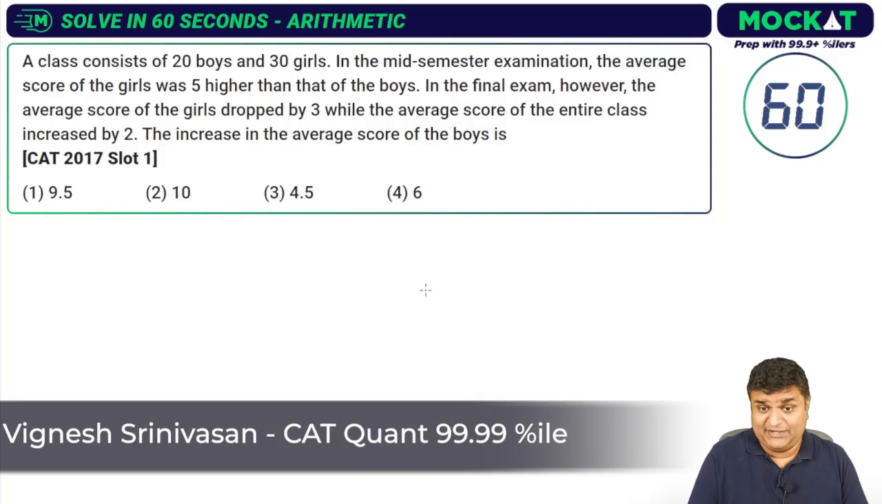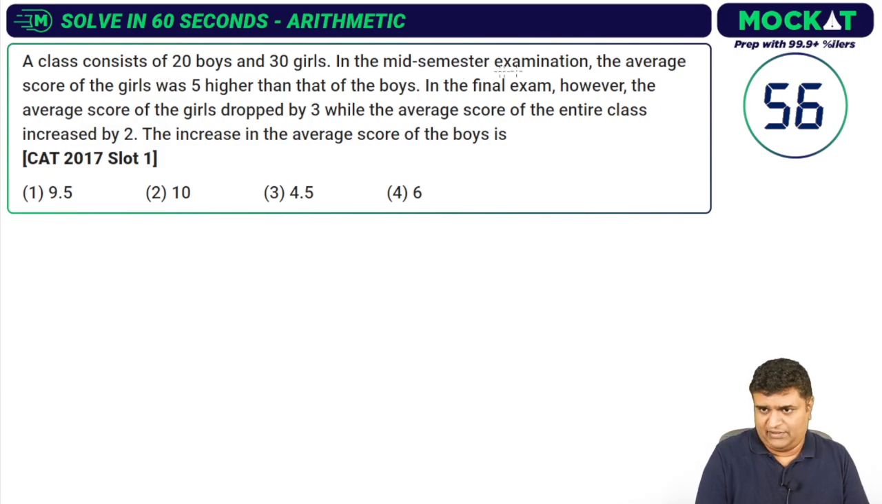Now on to a CAT 2017 slot 1 question. Okay, let's start the timer. A class consists of 20 boys and 30 girls. In the mid-semester examination, the average score of the girls was 5 higher than that of the boys. We don't know the average. In the final exam, however, the average score of the girls dropped by 3. The average score of the entire class increased by 2. What is the increase in the average score of the boys?